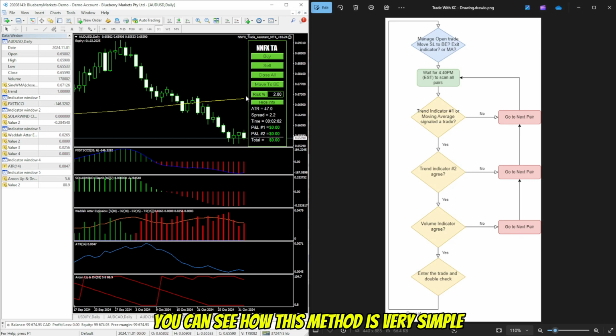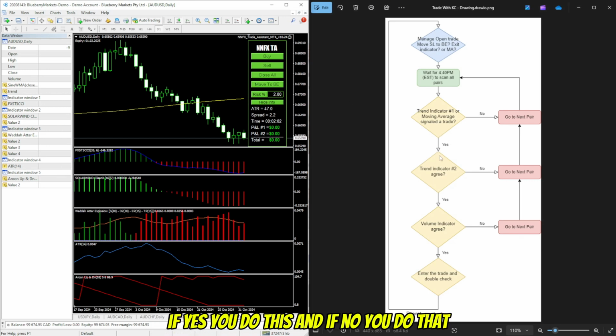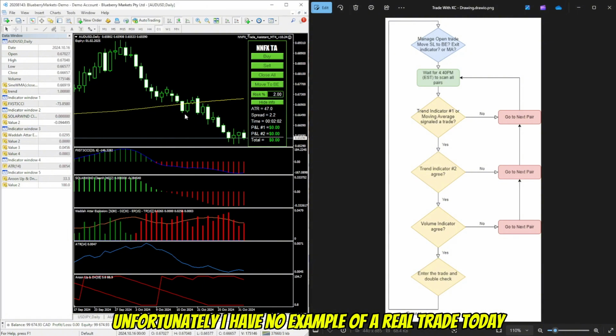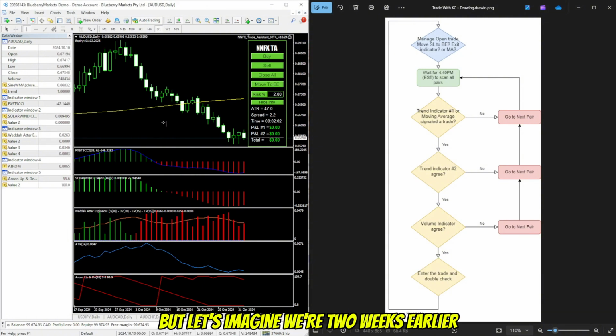You can see how this method is very simple. If yes, you do this, and if no, you do that. Unfortunately, I have no example of a real trade today, but let's imagine we're 2 weeks earlier.